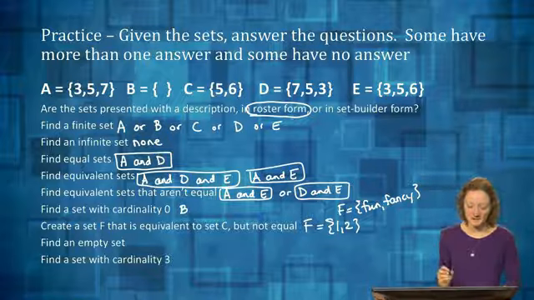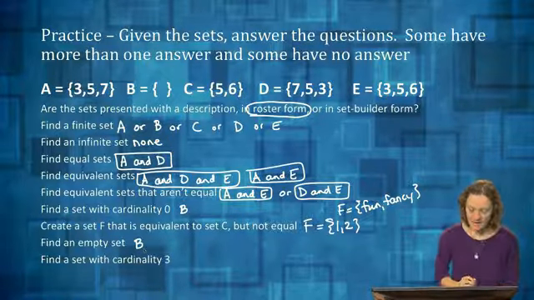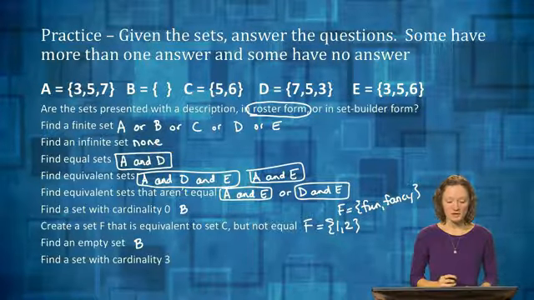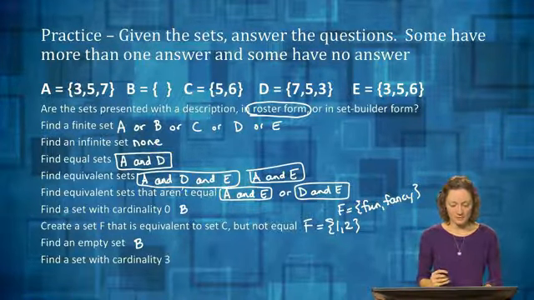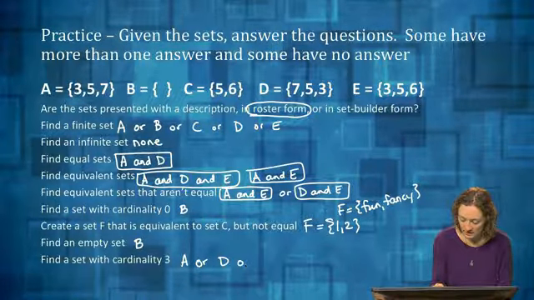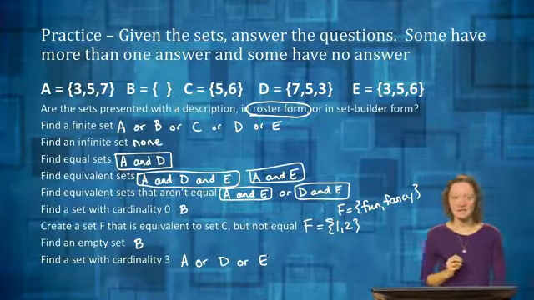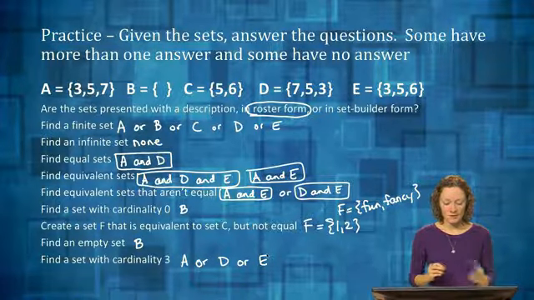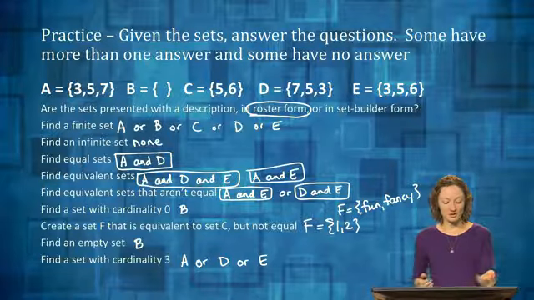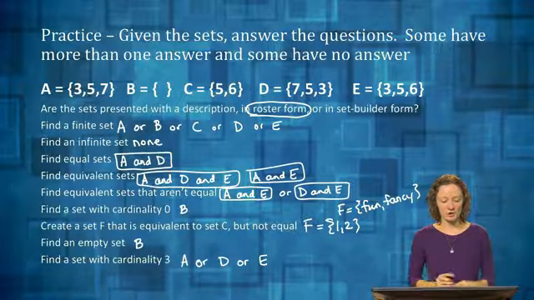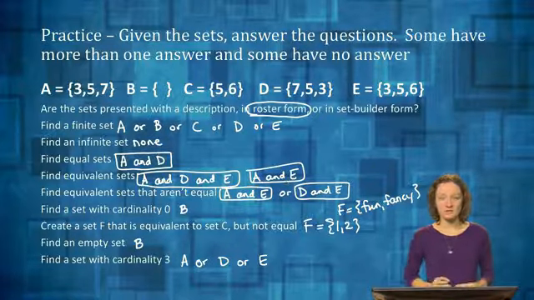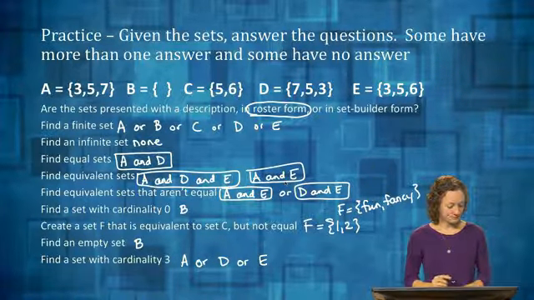The next one, find an empty set. B is an empty set, has cardinality 0, contains no elements. And the last one, find a set with cardinality 3, meaning there are 3 elements in it. So you could have said A or D or E. One individually could have said all of them, but they wouldn't all have to be there. Compared to equal and equivalent sets, those earlier problems where you need to say A and D, or A and D and E, there are a few different ways you can present it.